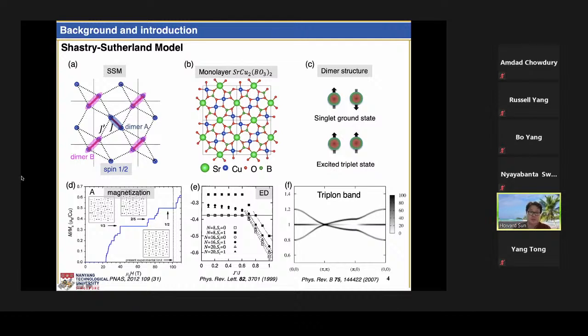So basically, the SS model is a paradigmatic model for frustrated quantum magnets. As you can see, this model contains two dimers in the unit cell, as shown in the translucent ellipse: dimer A and dimer B. The prototype material in the real world is strontium copper borate, which has strongly interacting layers, with a dimer of copper atoms with spin half.